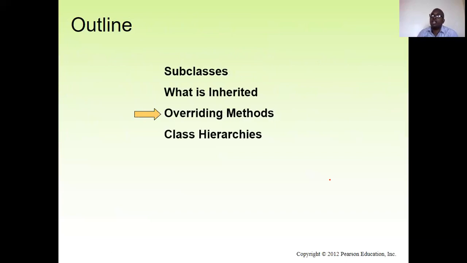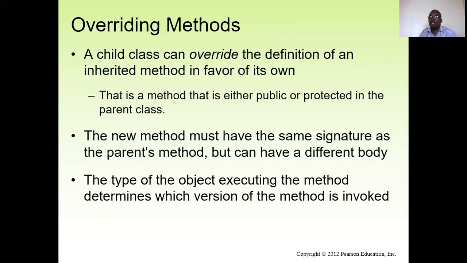Now, we might not want things to work the same way in the child class as in the parent class, and so we get an opportunity to do what is called overriding methods. A child class can override the definition of an inherited method in favor of its own. That method has to be either public or protected in the parent class. The new method must have the same signature as the parent's method, but can have a different body.